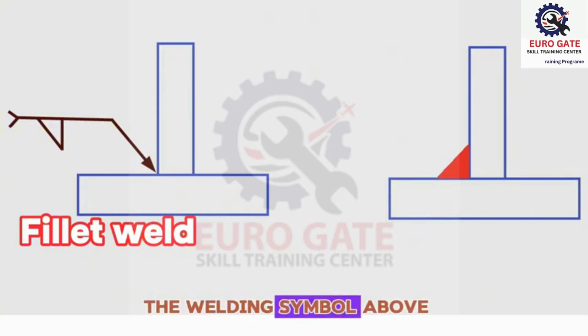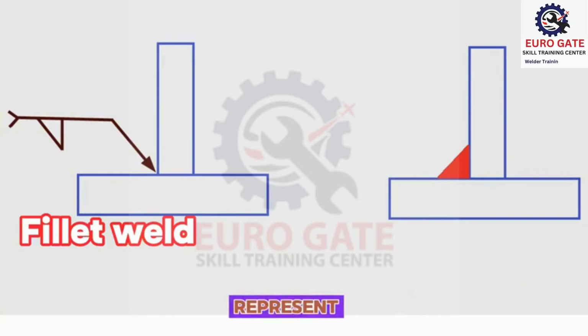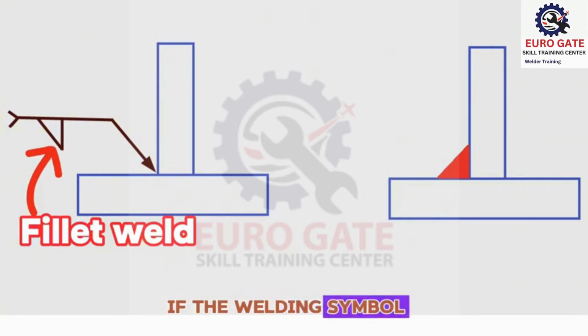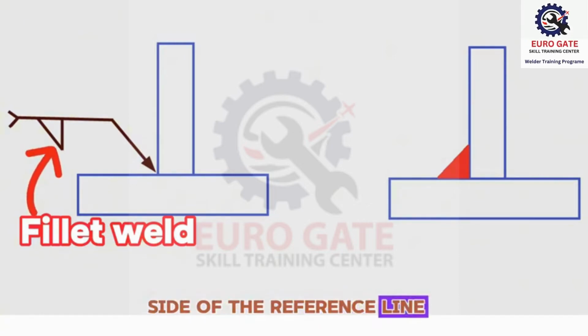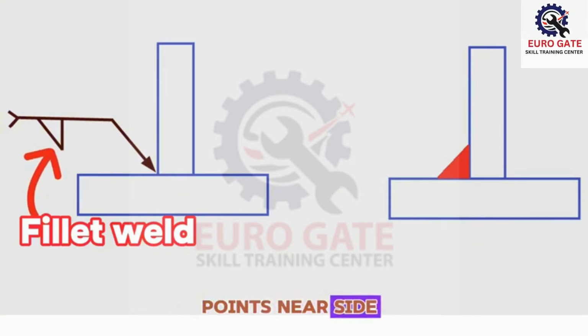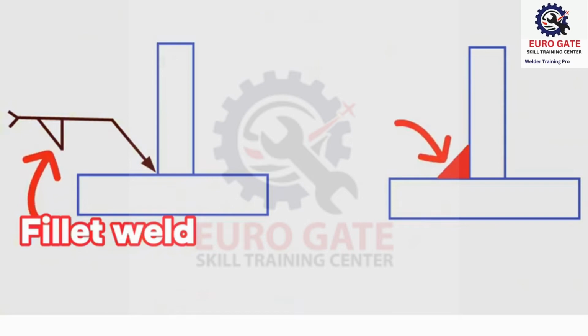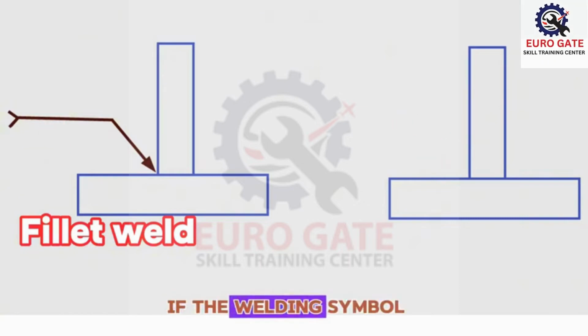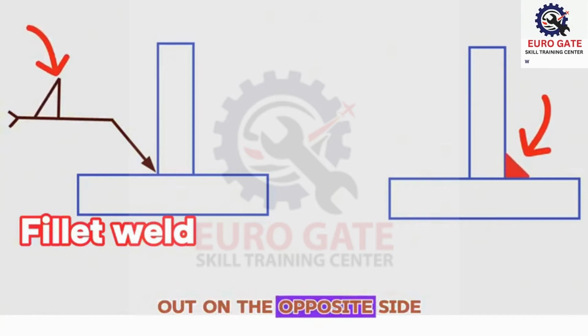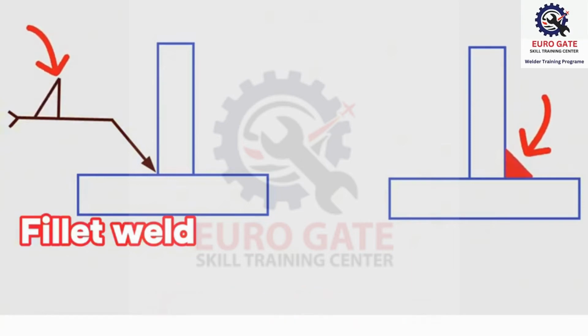The welding symbol above or below the reference line represents the location on which the weld is carried out. If the welding symbol is shown below the reference line, the weld is carried out on the side of the joint at which the arrow points, the near side. If the welding symbol is shown above the reference line, the weld is carried out on the opposite side, the far side of the joint.